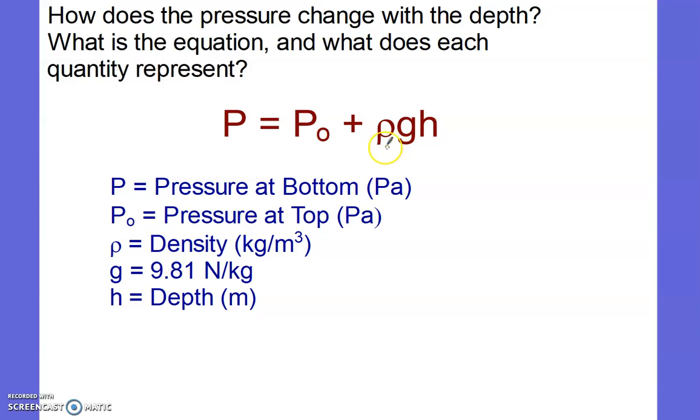Rho represents the density of the object. G, as always, represents the gravitational field constant, 9.81 newtons per kilogram. And H represents the depth, how far down in the fluid we go. So with the two pressures, P sub 0 represents the pressure at the surface, whereas P represents the pressure of whatever might be down at the bottom.